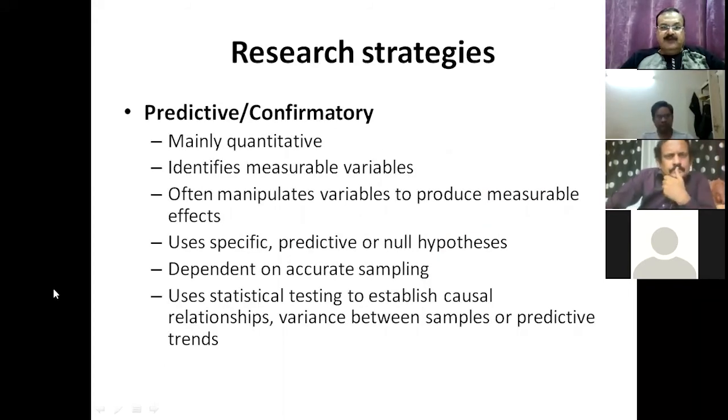Then what we most commonly do is predictive and confirmatory studies. These are the most commonly done studies, which are quantitative studies, which identify measurable variables, and we can manipulate the variables to produce measurable effects. Here we use a null hypothesis, which is proven or disproven, and it is dependent on accurate sampling and uses statistical tests to establish the causal relationship, the variance between sample and the predictive trends. So this confirmatory and predictive research is something which is commonly done.